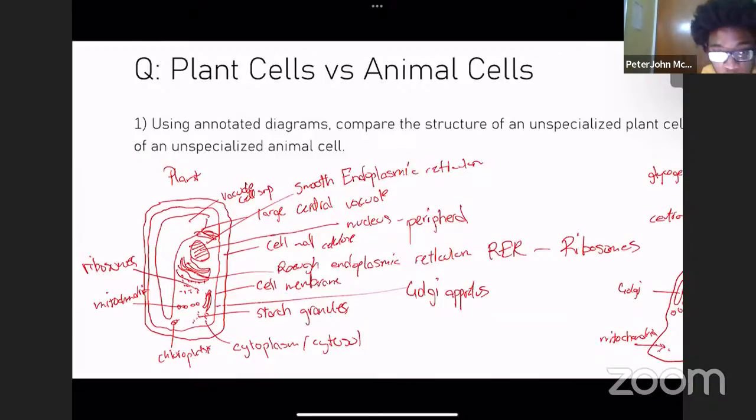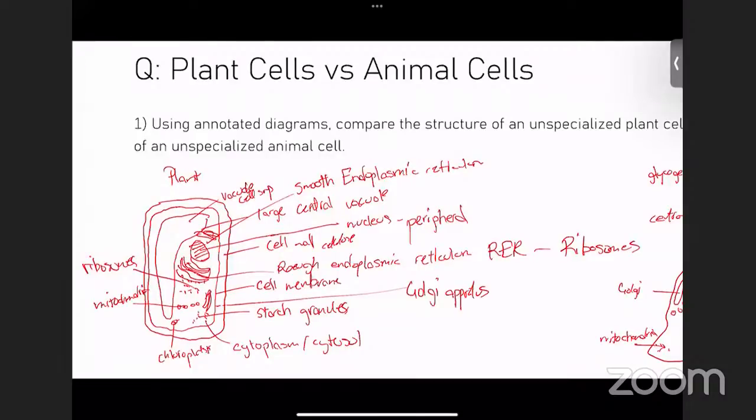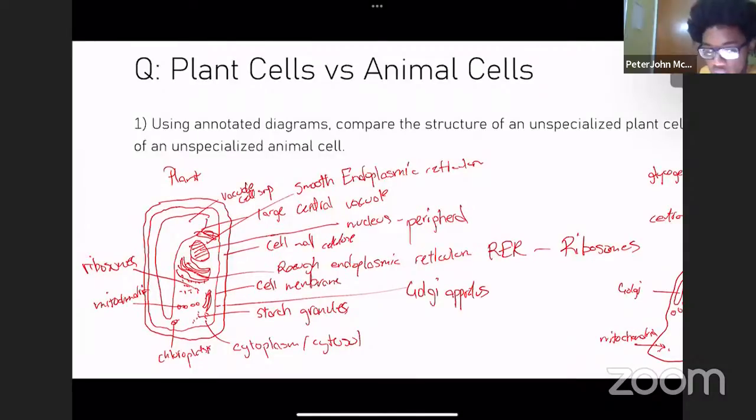What's the function of the chloroplast? It contains chlorophyll, for photosynthesis. Yes, it contains chlorophyll, but it's also where photosynthesis occurs. So that's good as well. What's the function of the nucleus? Control the cell activities. Sure, that's good.